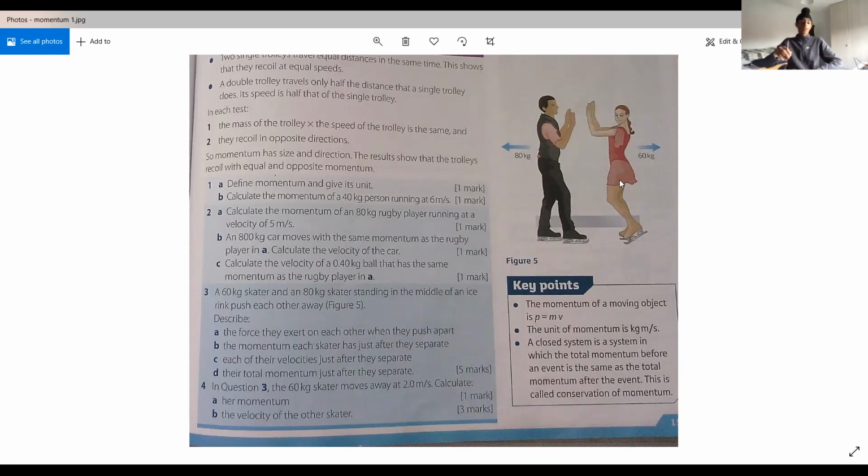So for A, I got 400 kilogram meters per second, and then for B, I got 0.5 meters per second, and then for C, I got 100 meters per second. Well done, absolutely. Okay, so let's move on to number 3. Let's see if we can tackle number 3, slightly more challenging.